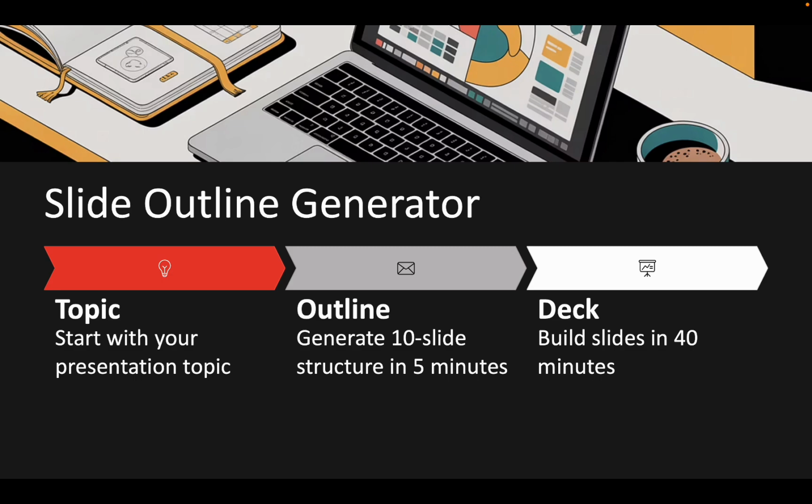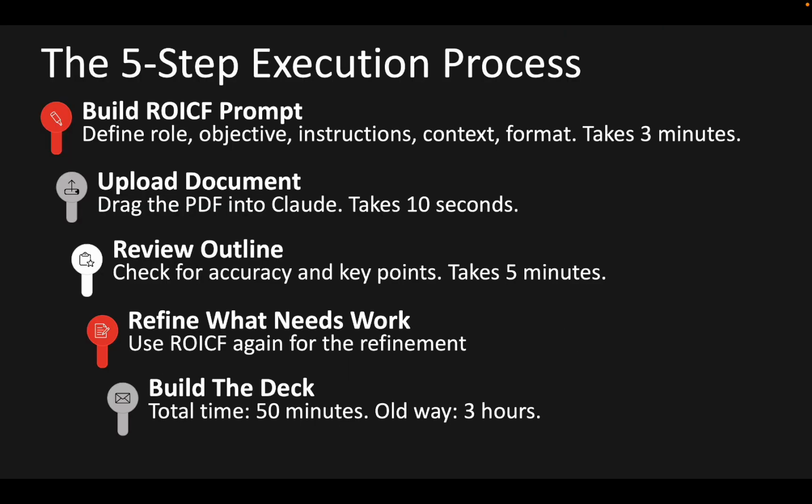So you need to present next week and you have a topic, but you don't have a deck. So the old way, you would stare at the blank slides, you'd write a title, you delete it, you'd write another one. You check your phone, you write an outline, you rearrange the slides, you open last quarter's deck and you copy it. Total time, 3 hours of agony. The new way, tell AI your topic using ROICF, get a 10-slide outline, edit it, build the deck. Done.